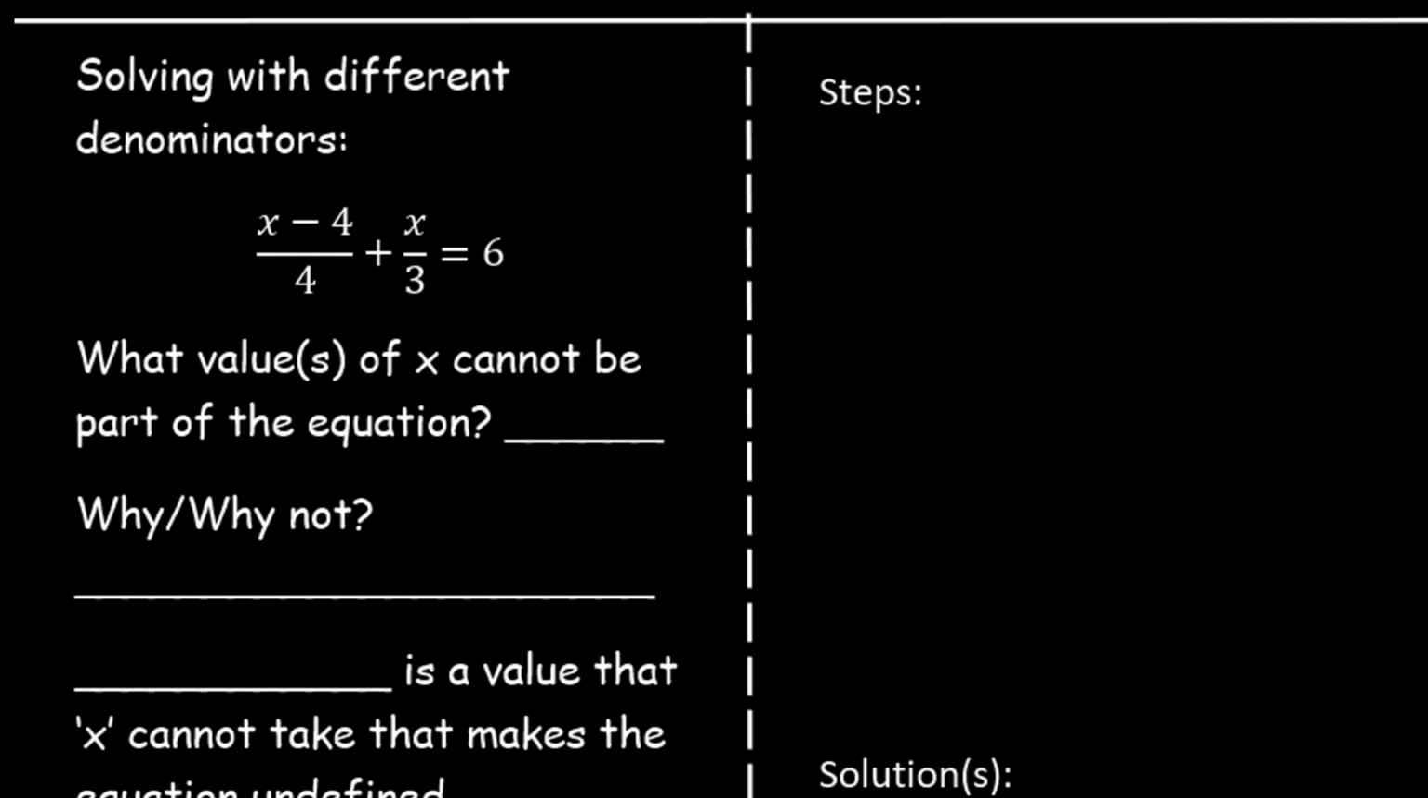So if I did +4, what is 4 minus 4? What's 0 divided by 4? 0. It's not undefined. This one trips everyone up. You think just because I ask you what makes it undefined, there has to be something. Is there an x in the denominator? No. So is there any value that would make this equation undefined? No. There's nothing. It's okay.